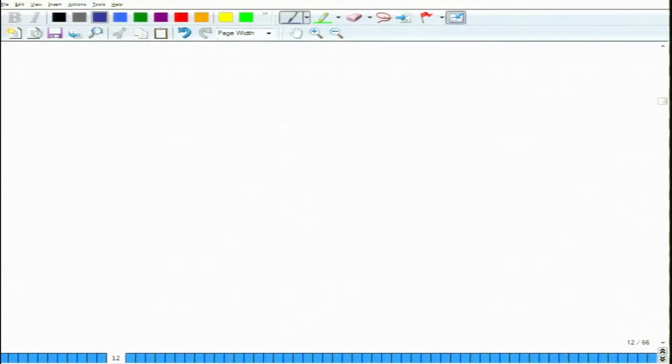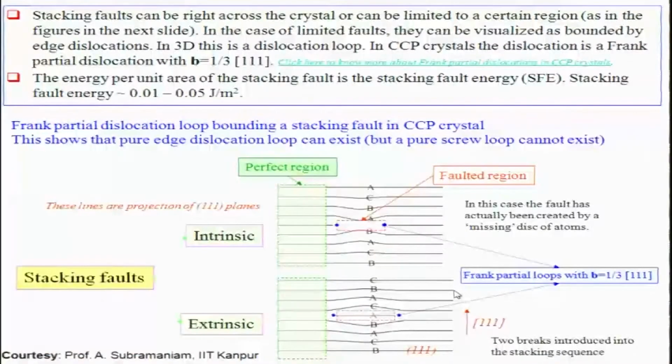Now the next thing that we have in crystals is called twins. So for instance I can show you an image here. So this is how a stacking fault may be viewed. This is taken from Professor Anand Subramaniam. So you have the stacking sequence. This is the perfect region of the crystal in which you have ABC kind of stacking, or BCA, ABC, and here you have a broken region BC, AB, BA, AB, and then CA. So this is the faulted region.